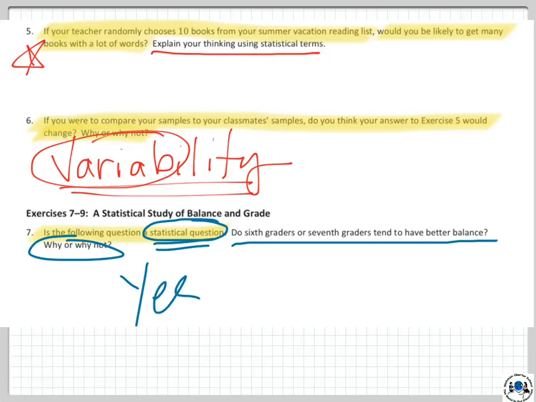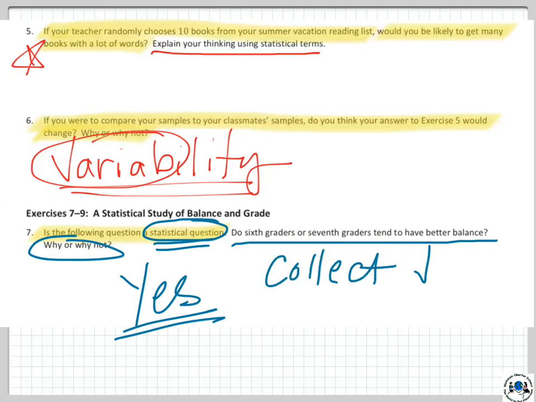It is a statistical question because we can collect data. We can have 6th graders and 7th graders do balance tests, and we can decide what type of test they are, maybe standing on one leg with their arms crossed or hands out in front of them or hands out to the sides. We could do a number of balance activities. We could see how many seconds they can stand on one leg, for example, and then record those. So you have to be able to collect data.